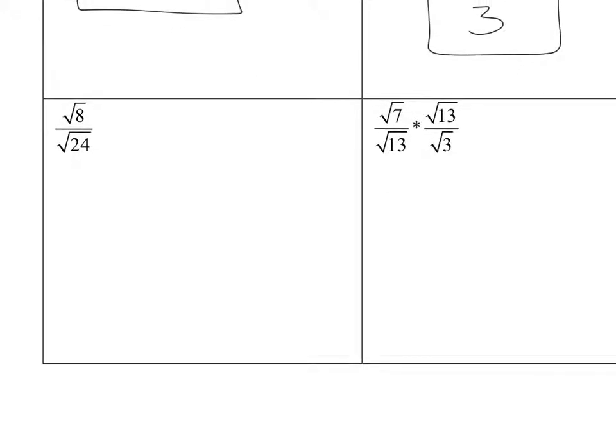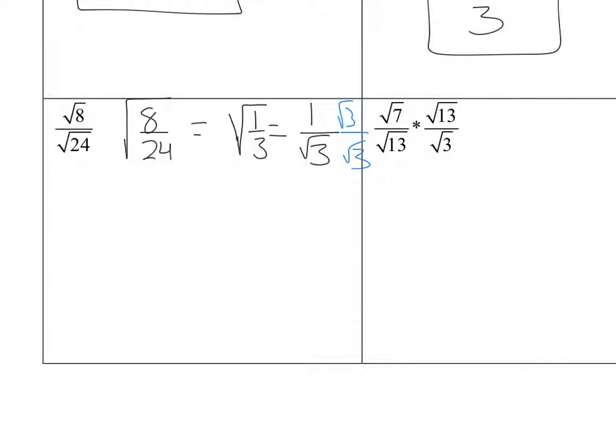So again, see how these are both underneath square roots? So that's like looking at it like this then. Square root of 8 over 24, which is square root of 1/3, which is 1 over the square root of 3. So now that means you got to multiply by square root of 3 over square root of 3. So you get square root of 3 over 3.